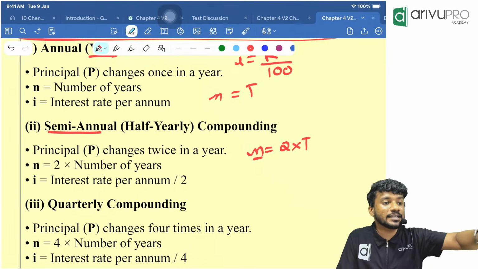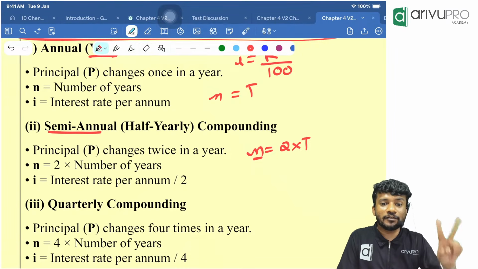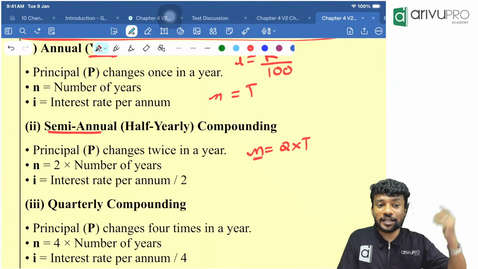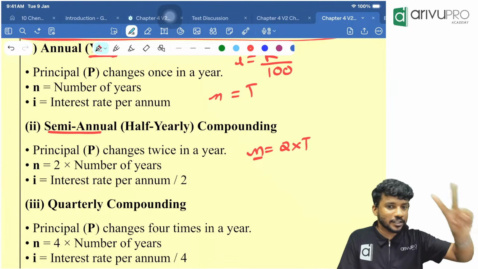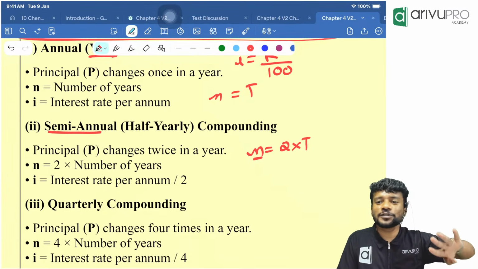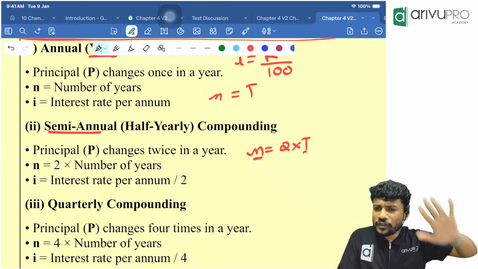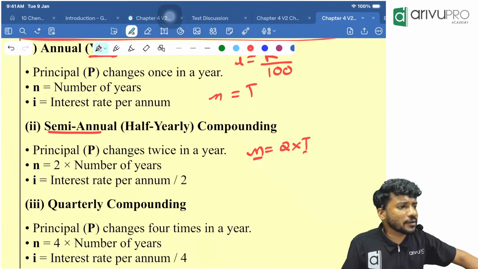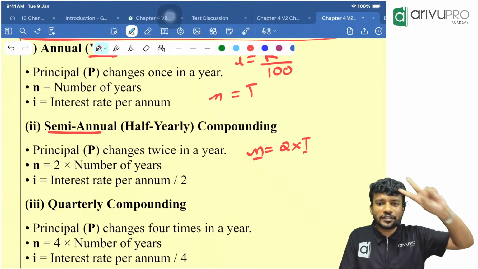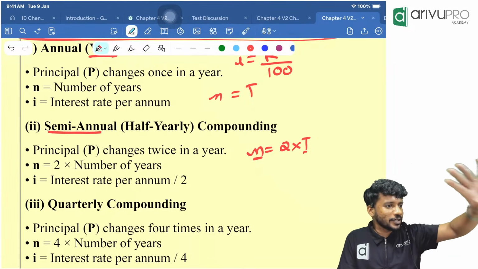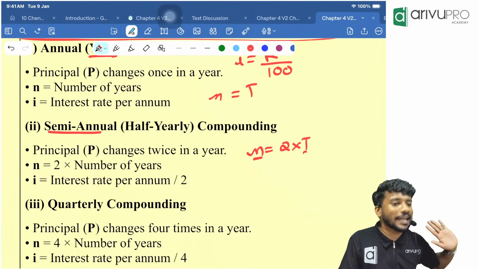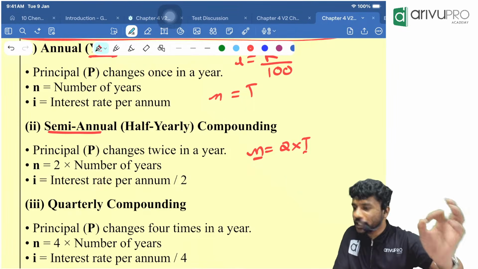For example, T is equal to 1. The number of periods will be 2 into 1, 2. If T is equal to 2, the number of compounding will be first year 2 times, next year 2 times. So total 4. So 2 into 2 will become 4. What if the number of years is 5? In semi-annually, how many periods will there be? 2 into 5, 10. That is first year 2, next year another 2, and so on, and finally the last 2. Likewise, N will become 2 into T.